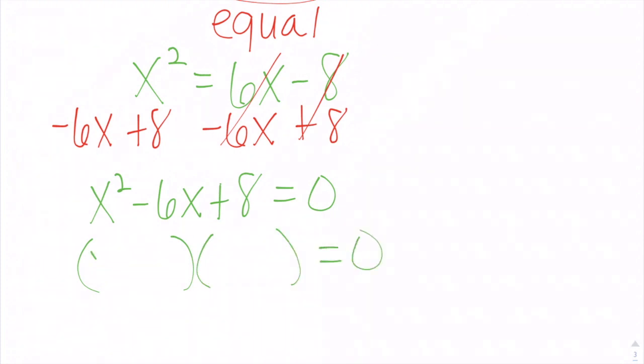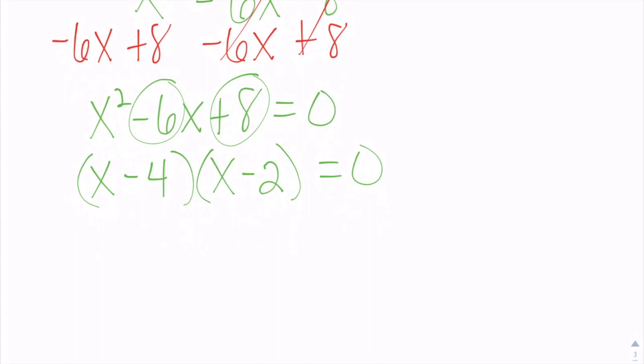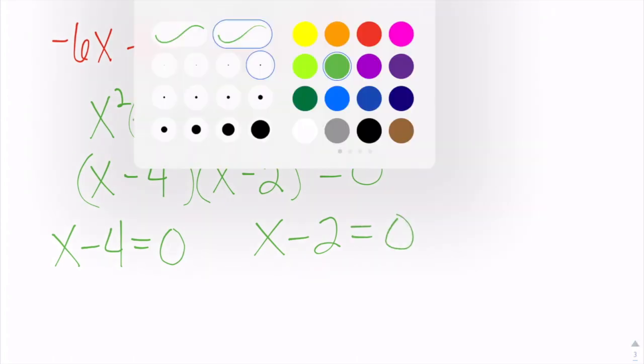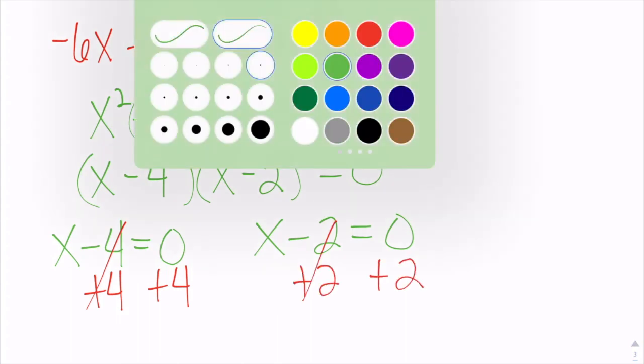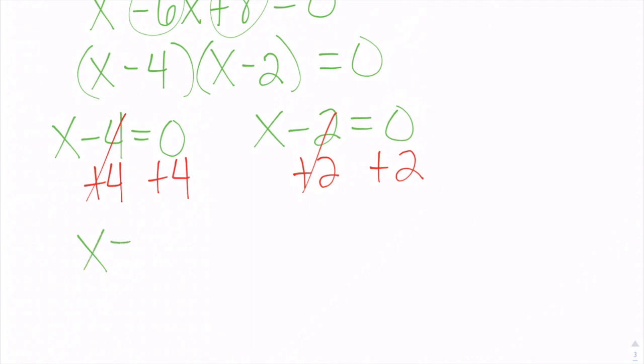And so when I factor this quadratic, you need to figure out what multiplies to give you 8 and adds to give you negative 6. And so that is going to be 4 and 2, but to get to negative 6, they have to be negative 4 and negative 2. And so now remember, we want to set each of these factors equal to 0. So x minus 4 equals 0 and x minus 2 equals 0. And then solve each of them for x. And so you get x equals 4 and x equals 2.